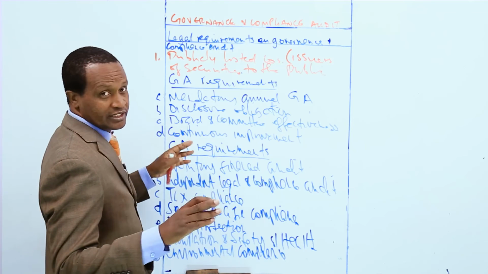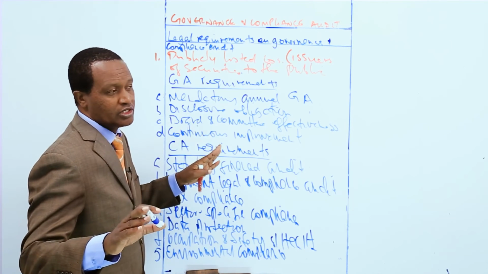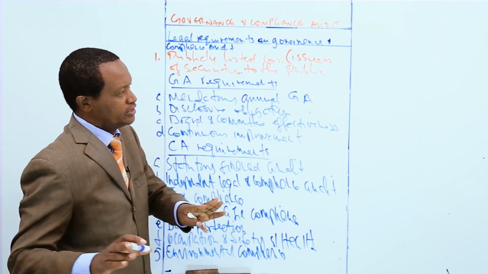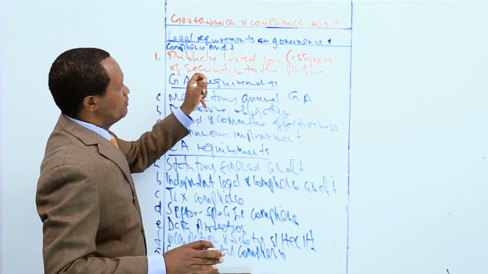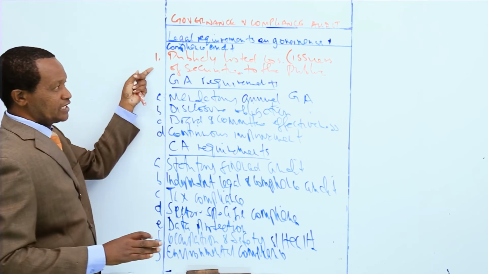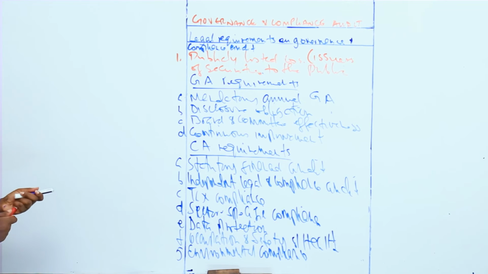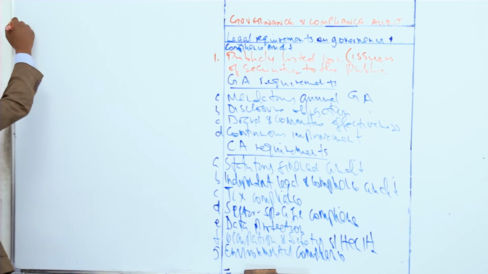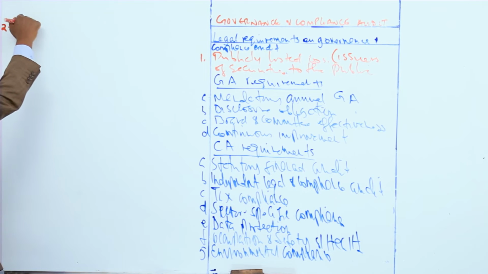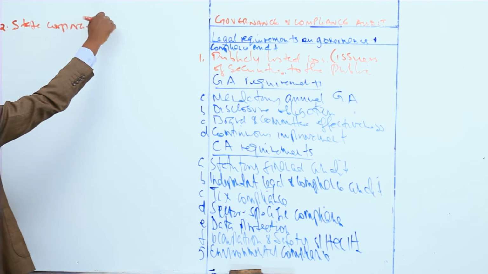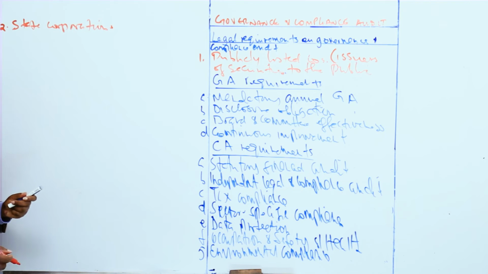We are discussing the legal requirements on governance and compliance audit for different types of legal entities. We've discussed the one for public listed companies. We are moving to the second entity, which is state corporations. Number 2, state corporations and other public entities.